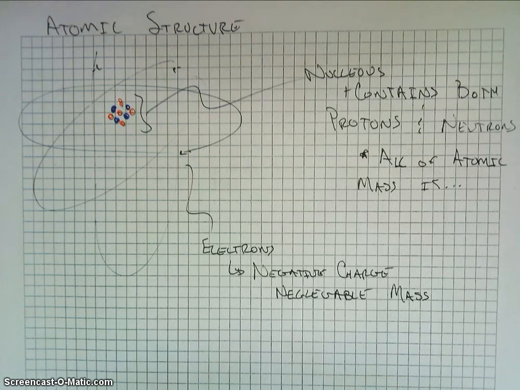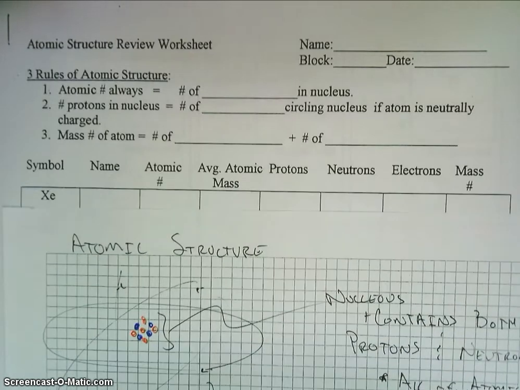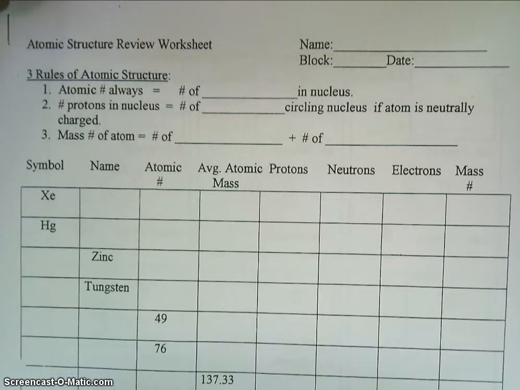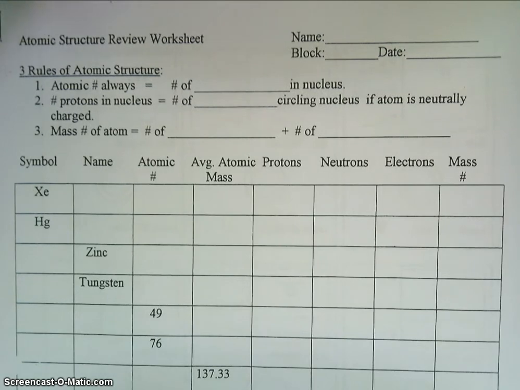Alright, so last time you watched a video on atomic structure, and we're going to take that one step further. We're going to take some notes on how we actually count protons, neutrons, and electrons. There are 3 rules that we'll use, and they're on this sheet here. You picked up this packet last time we met. If you don't have it, it is on Blackboard, so go ahead and download it. Basically, we're just going to go over the 3 rules of atomic structure.